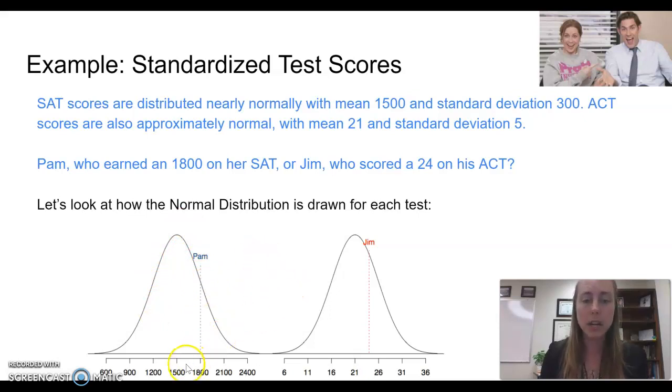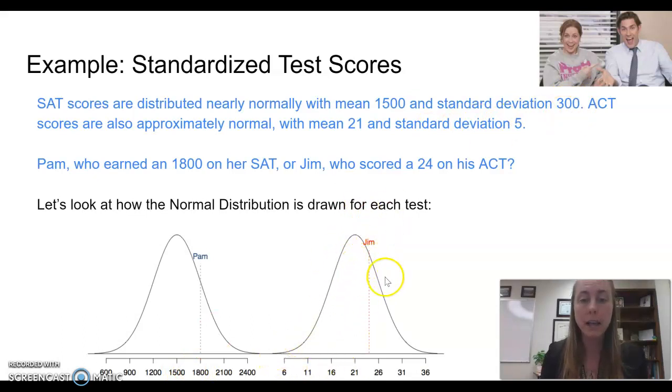The mean of 1500 is in the center of the normal distribution, and the standard deviation of 300 is used as the width of the tick marks on this particular graph. So the mean goes in the middle, the standard deviation is the width of each tick mark. So you can see that from 1500 to 1800 has a difference of 300, and that 300 is the standard deviation for that test.